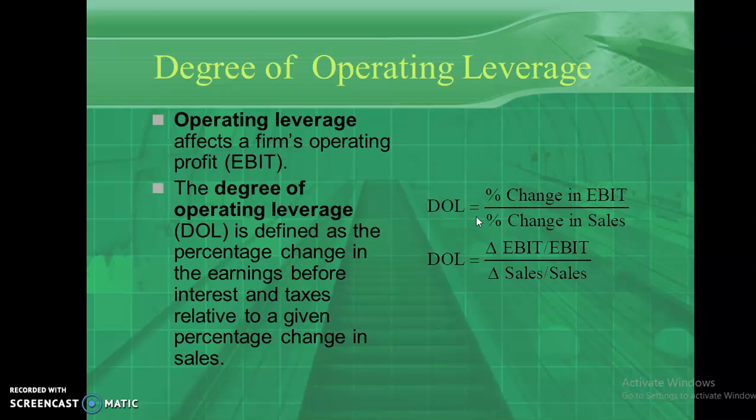Let's look into the formula of degree of operating leverage. Degree of operating leverage equals percentage change in EBIT divided by percentage change in sales. If degree of operating leverage is 2, the answer is 2, what's the meaning of that? Very simple. It's nothing but 1% change in sales will bring 2% change in EBIT. If 1% increase in sales, that will bring 2% increase in EBIT. That's the meaning of a degree of operating leverage of 2.